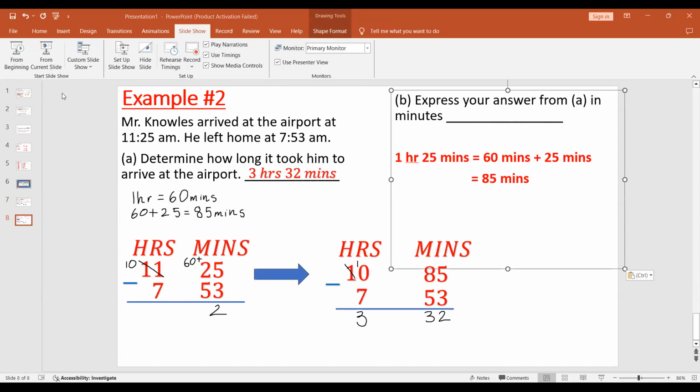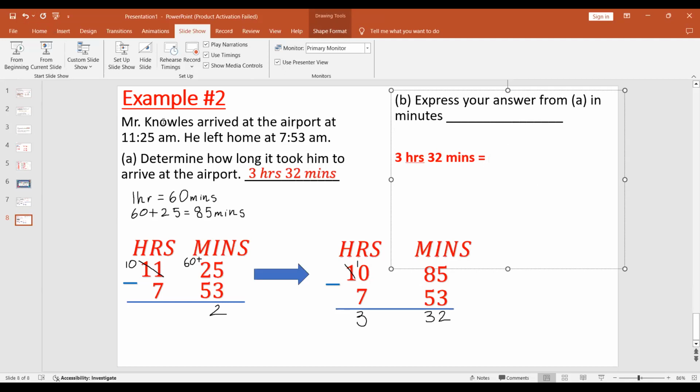Yes, sir. I posted the first example inside the chat. Please make sure you write that down, and then you can move on to the second one. It says express your answer from A in minutes. So how many minutes? Well, how long did it take him? How many hours? 3 hours. And 3 hours and what? 32 minutes. Okay, good.